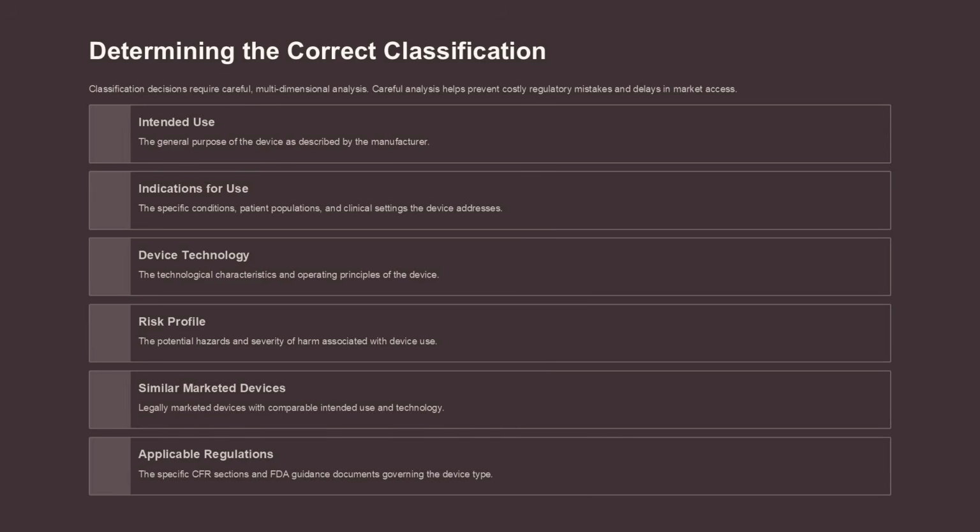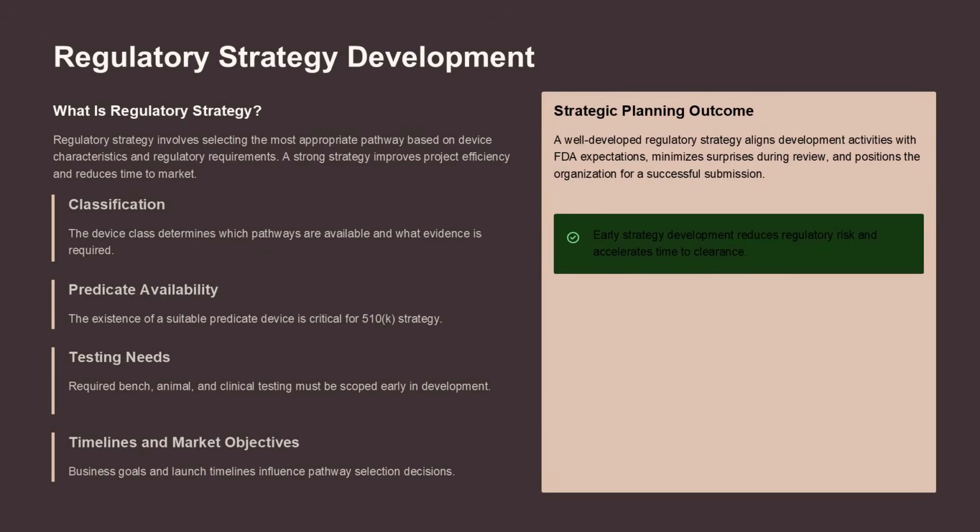Classification decisions require careful, multidimensional analysis. Careful analysis helps prevent costly regulatory mistakes and delays in market access. Regulatory strategy involves selecting the most appropriate pathway based on device characteristics and regulatory requirements. A strong strategy improves project efficiency and reduces time to market.